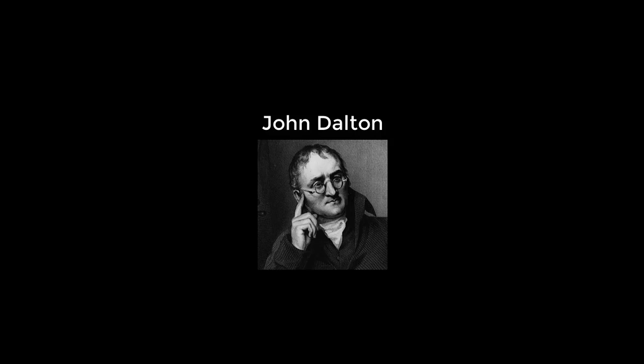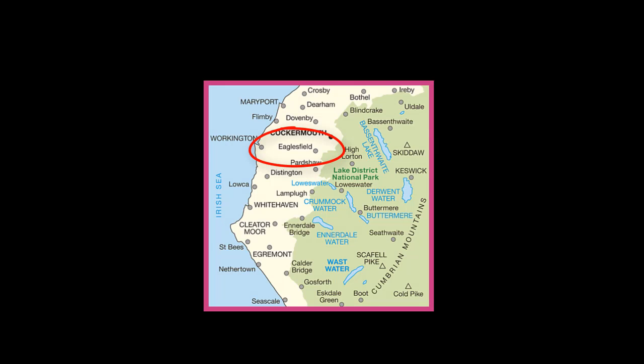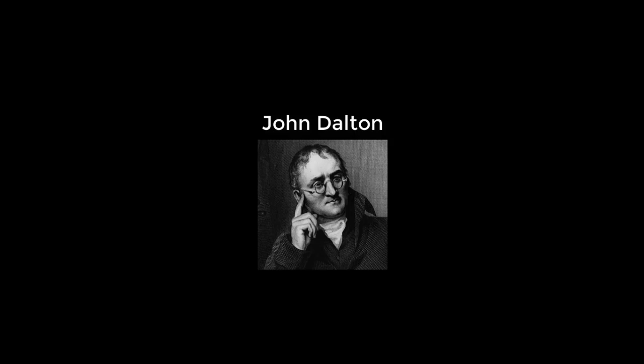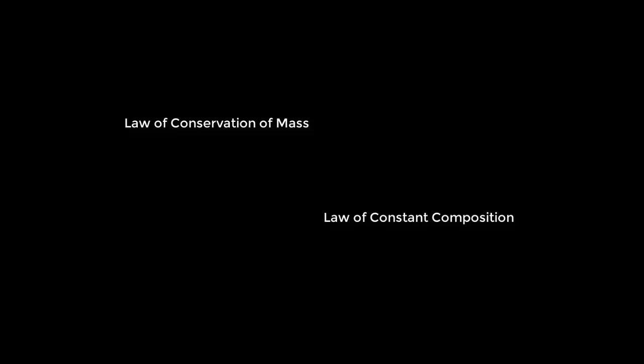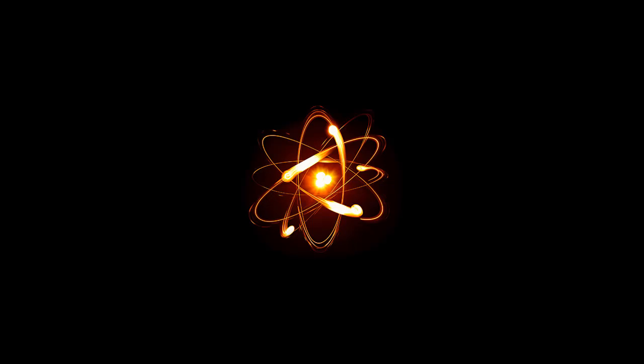John Dalton was born on September 6, 1766, in Eaglesfield, England. He died on July 27, 1844. John Dalton was the first person to prove the existence of atoms. He used math and science to determine the existence of atoms. Using the laws of conservation of mass and the law of constant composition, he proved that atoms did indeed exist. He then also created rules for atoms. There are 5 main important rules.